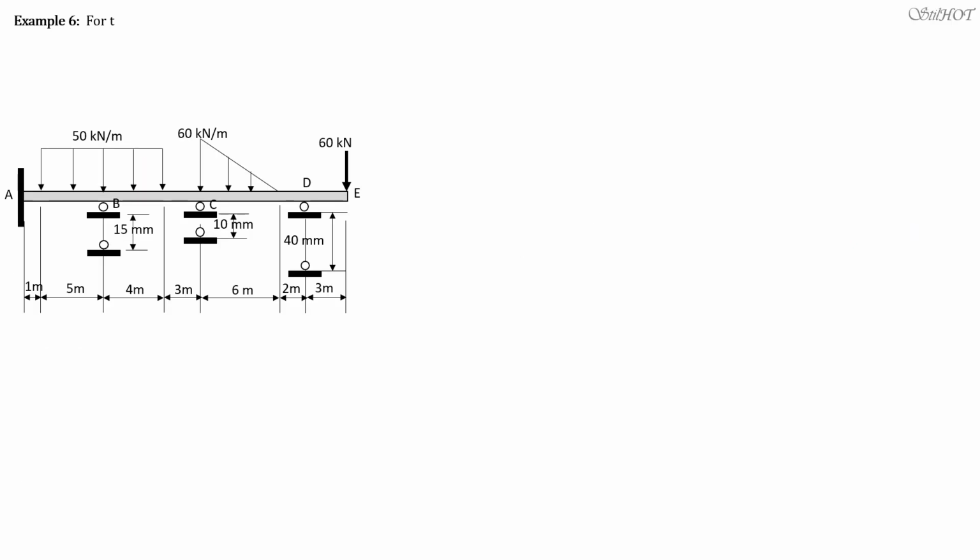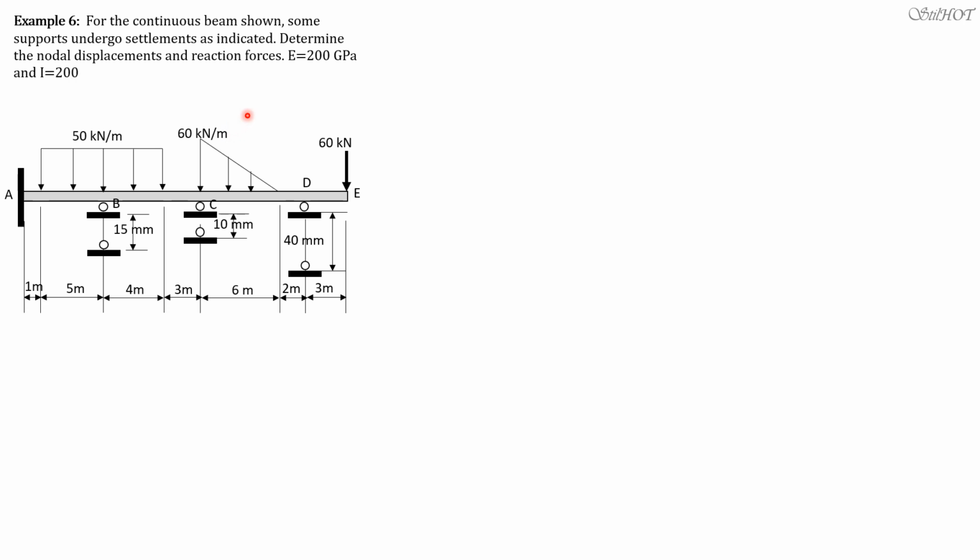So our last example would be a beam with support settlements. For the continuous beam shown, some supports undergo settlements as indicated. Determine the nodal displacements and reaction forces. E is 200 gigapascals and I is 200 times 10 to the 6 mm to the 4th, or in other words, EI is 40,000 kilonewton meter square.